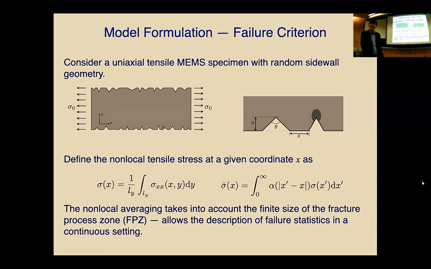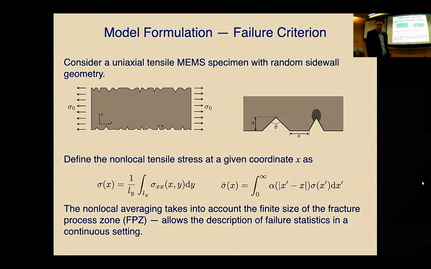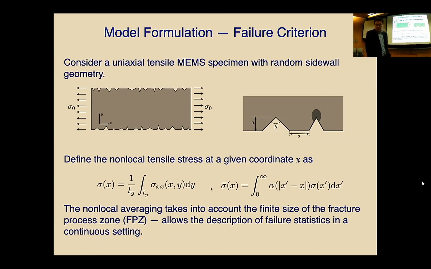The reason for taking a non-local average is twofold. The first is that when we do non-local averaging, we eliminate the infinite stress at a notch tip if we use elastic analysis, because once you take this integral, you eliminate the stress singularity at the tip. Second, physically, non-local averaging accounts for the finite size of the fracture process zone. That allows us to describe the failure statistics in a continuous setting. I want to point out that when we introduce the weighting function alpha, we introduce a length scale, because the non-local averaging has, for example, a bell shape. So you have a decay zone and a non-local averaging length scale involved. That length scale typically is on the order of the width of the process zone.